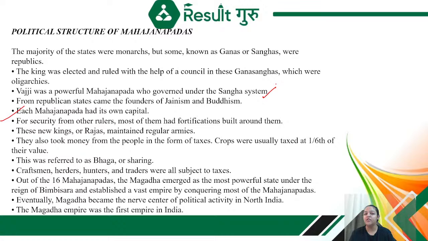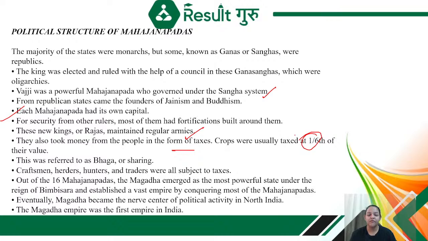Obviously, we have already taken a look at the 16 Mahajanapadas. We know that each of them had its own capital, and sometimes they had two capitals for the north and the south region. For security reasons, most of the rulers or the ganas and sanghas would fortify their forts, would fortify their capitals. Fine. The new kings maintained regular armies. And to maintain regular armies, what did they do? They obviously took taxes from the people, and taxes were usually in the form of crops or kind. So crops were taxed at 1/6 of their value, meaning whatever you have earned by selling the crops, 1/6 of that you have to give to the king.